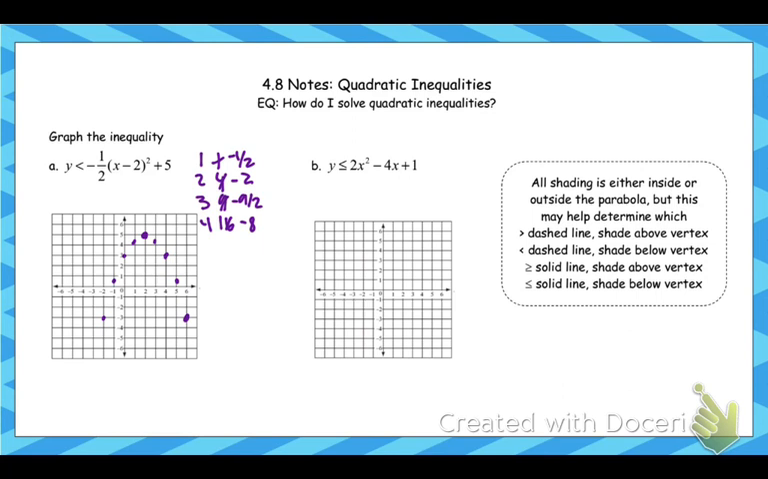So since this graph here is y is less than, not or equal to, this is going to be one of those dashed lines.